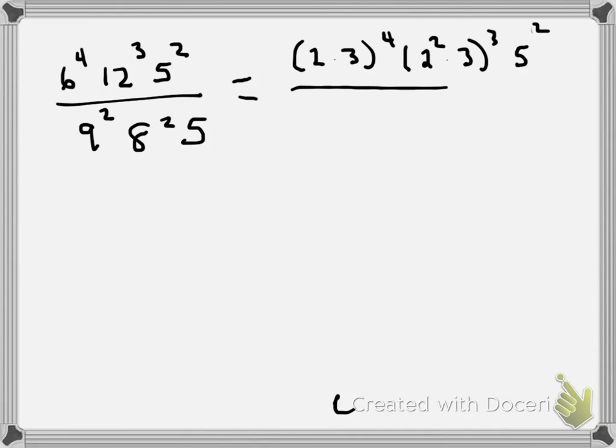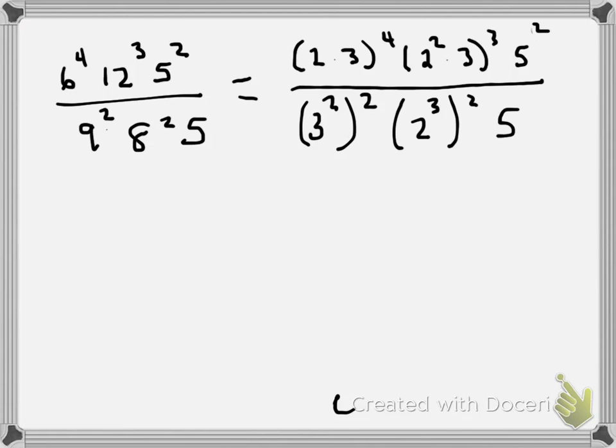Okay, then we divide, and we look at what's in the denominator. Okay, in the denominator, I have 9. Well, 9 is 3 squared, and then the whole thing is squared based on that little 2 on the outside. 8 is 2 cubed, and I take that to the 2nd power, and then I have a 5. Okay? Alright, so now, looking at this, I'm going to simplify.